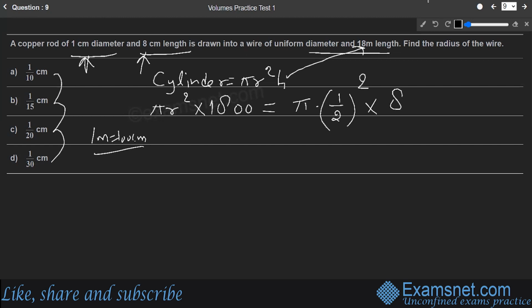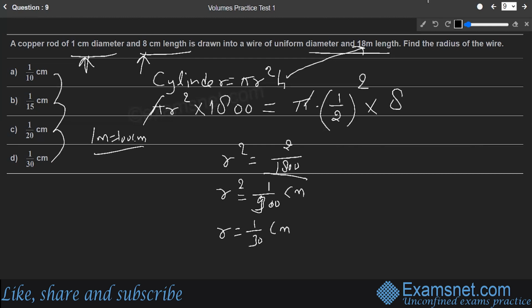Now we are supposed to solve for r square. Obviously pi and pi get cancelled. R square can be found out as 2 by 1800, which gives the r square value as 1 by 900. So r value is simply 1 by 30 centimeters. So that becomes the right answer. 1 by 30 centimeter is the value of the radius, which is available in option number D, so that becomes the right answer.